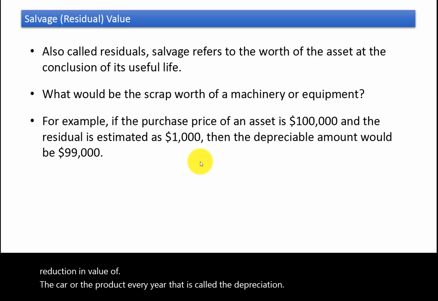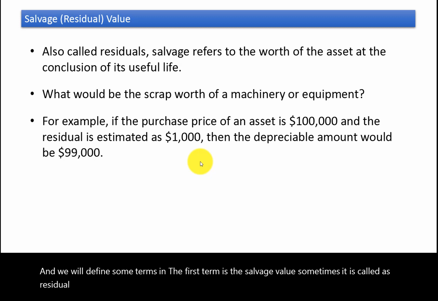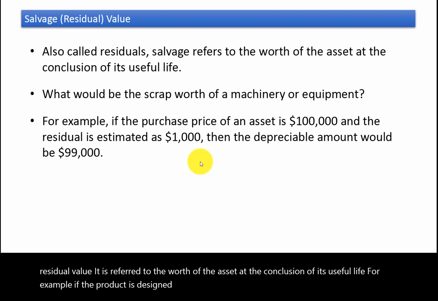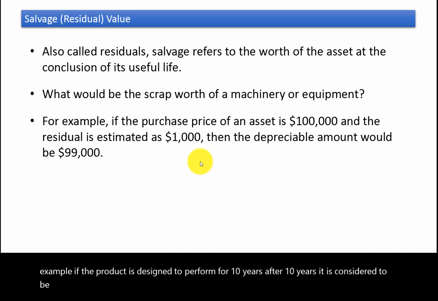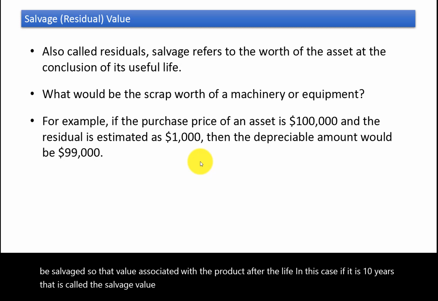And we will define some terms. The first term is the salvage value. Sometimes it is called residual value. It refers to the worth of the asset at the conclusion of its useful life. For example, if the product is designed to perform for 10 years, after 10 years it is considered to be salvaged. So the value associated with the product after its life, in this case 10 years, is called the salvage value, or residual value.